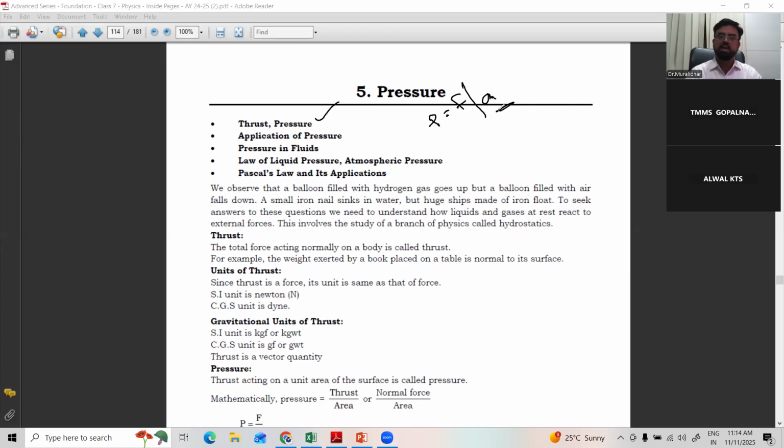Greater the area, lesser the pressure. Example, camel. Lesser the area, greater the pressure. Example, coin. When you drop a coin or pebble into the water, it will sink because of the small area. Right? So many examples are given here.